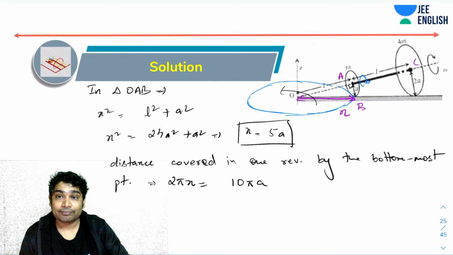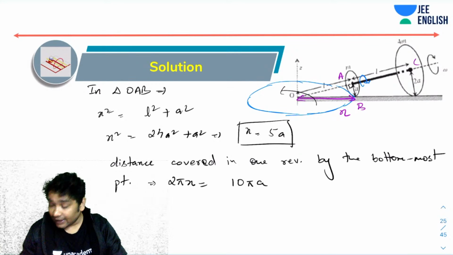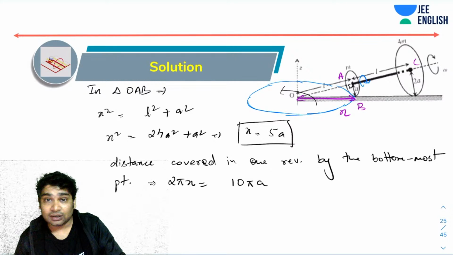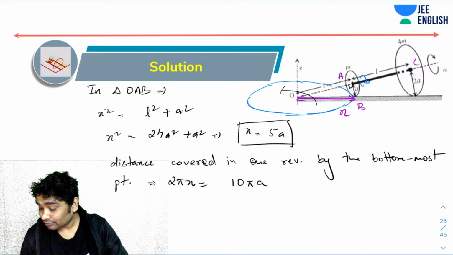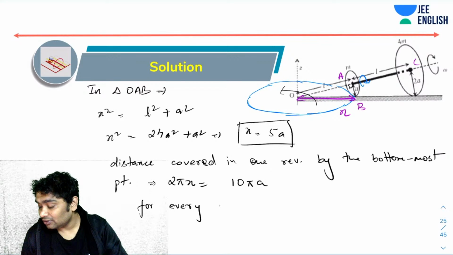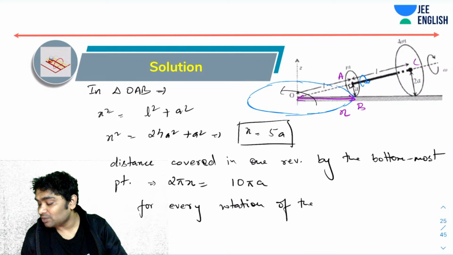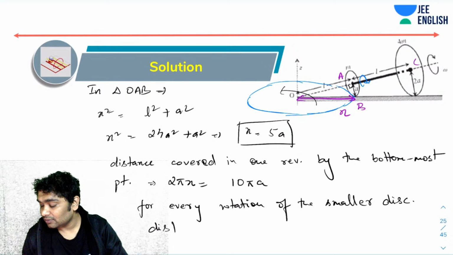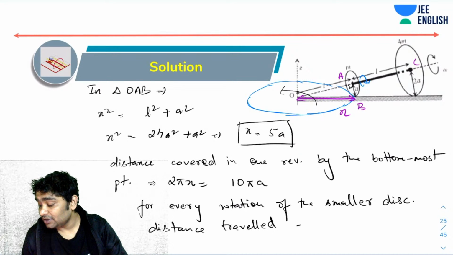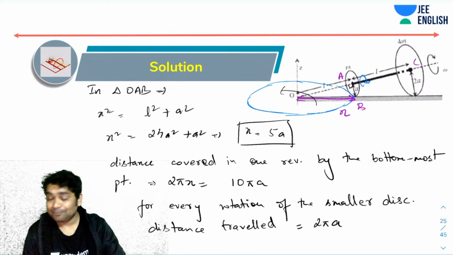Correct. Now let's also think about that in every rotation, how much distance does the smaller disk travel? Can I say for every rotation of the smaller disk, the distance traveled is equal to 2 pi times small a.